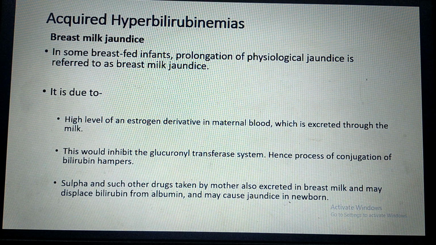When these drugs enter into the fetal circulation, they also bind with albumin and they displace the bilirubin from albumin. Hence, unconjugated bilirubin is not transported to liver for excretion and its level in the body increases. Because of these two reasons, there is extension of physiological jaundice seen in breastfed infants, and hence the name breast milk jaundice.